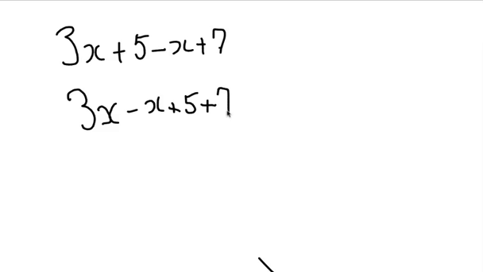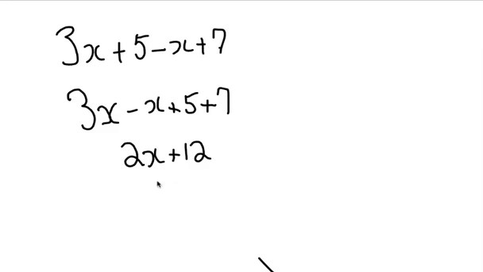Now I've got things regrouped, and I have to look at what things are similar. Because these are all talking about x's, they're similar, and these are just numbers. So those are similar terms as well. If I combine them all together, if I have 3 x's and then I take one away, what I actually have left is 2 x's. Over here, I've got a positive 5 and a positive 7. If I put those together, 5 plus 7 is 12. So I get 2x plus 12. And that's the combining of terms.